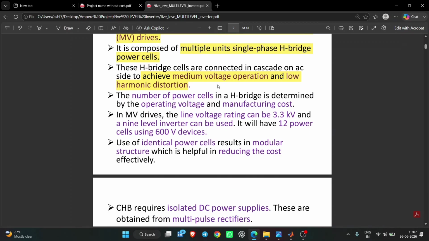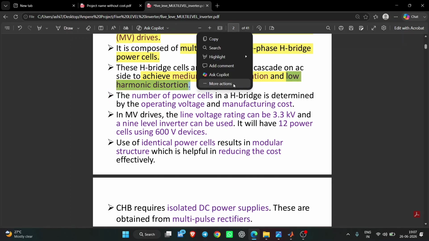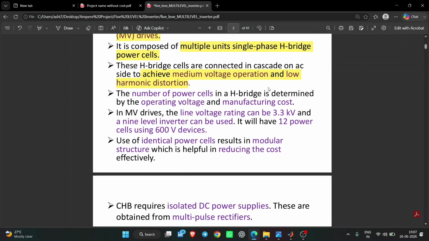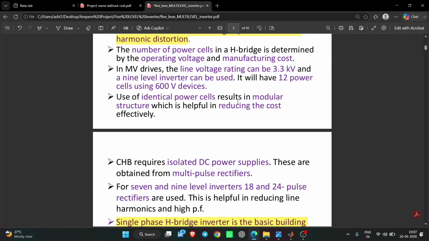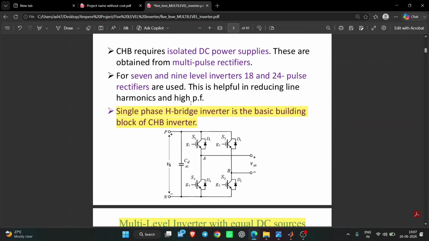So what is the purpose of using multi-level? To reduce the harmonics, that is, the total harmonic distortion, THD. To reduce the THD we are using multi-level. We will study only the highlighted points; these others are not important. This is a big PDF.